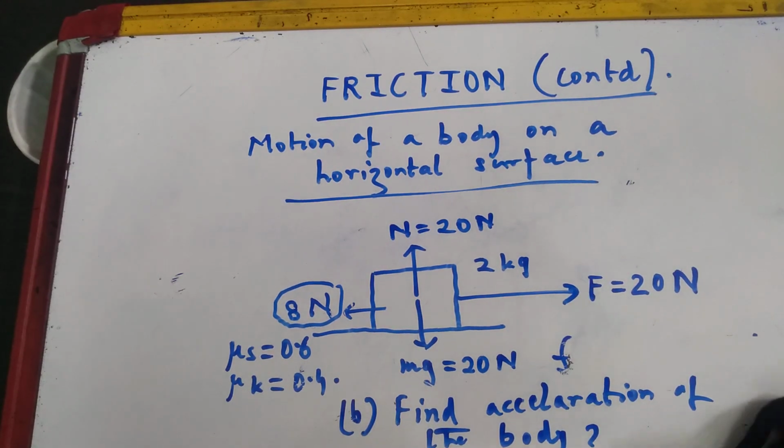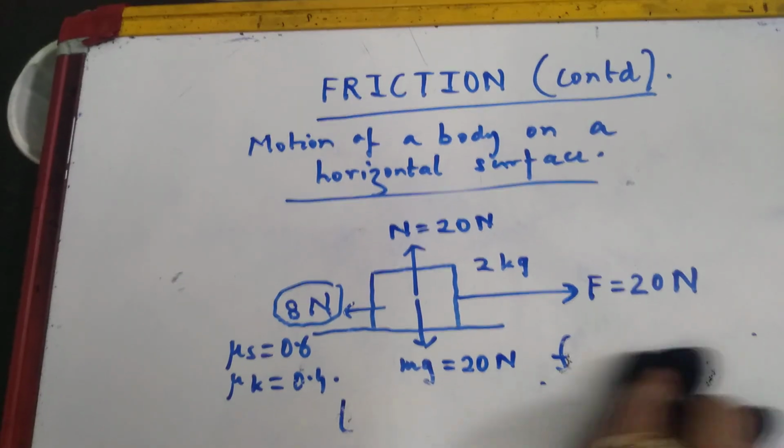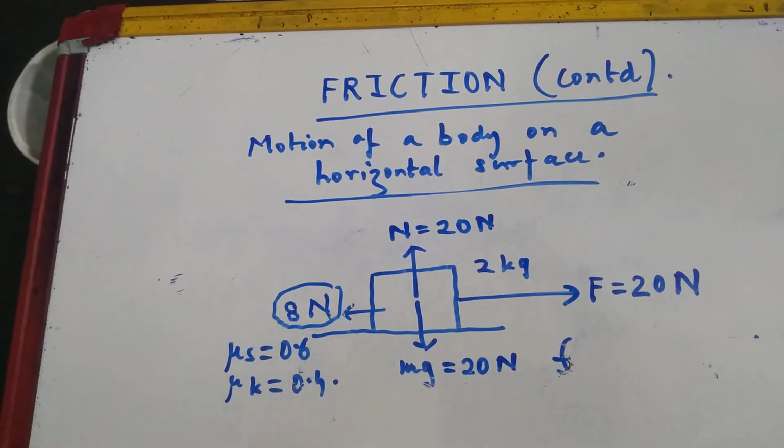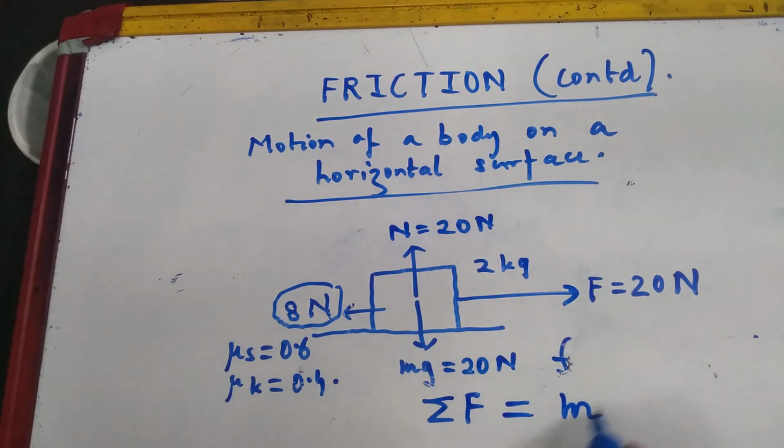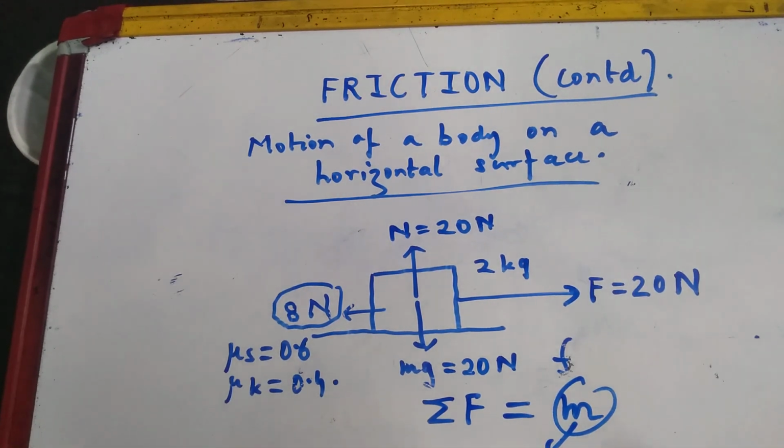And what does the second law of Newton say? The second law of Newton is that the vector sum of the forces on the body, which in this case is 12 Newton, is equal to the mass of that body into the acceleration of that body. Here we have just one body, so we don't have to think of many bodies, one placed on top of the other, etc., which anyway we are going to cover.